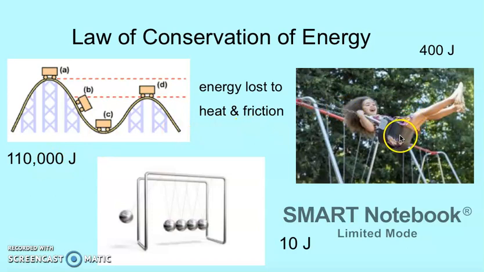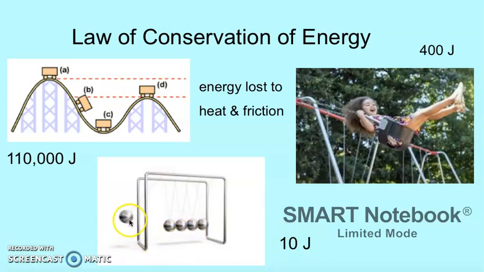Same thing here with this girl who is swinging. She may start out with 400 joules, and if she swings and doesn't put any more energy into it, it's going to stop. But all that energy, that 400 joules, remains. It's not just built magically into the air. It goes to the friction of the wind, the air that's in front of her, and back here where these are connected to the bar, it's going to lose energy to heat there.